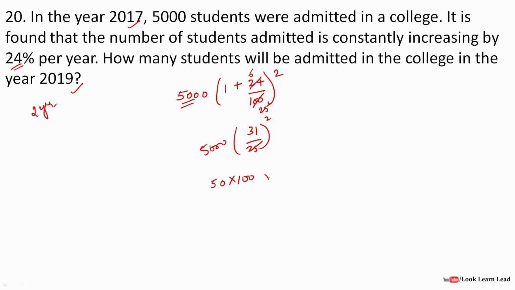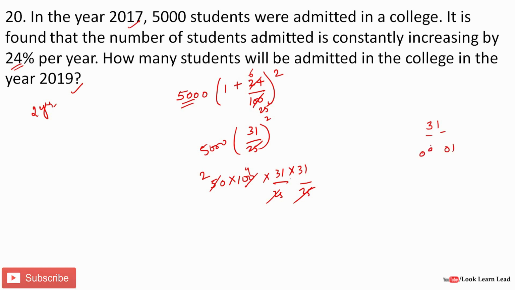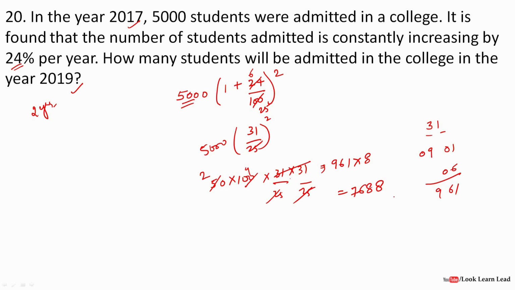Actually, I like to solve it like this only. 31 into 31 upon 25. I actually don't remember 31 square, so I always solve it. It is 961. So this whole thing will become 961 into 8. I can multiply this, it is 7688. So this is your answer. Whenever these types of questions are there, you have to directly use this formula.